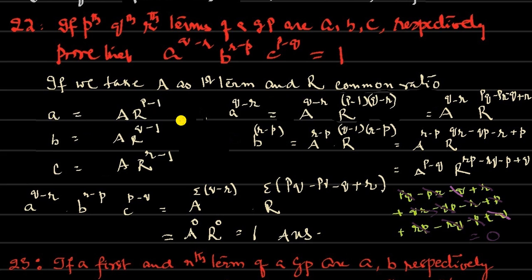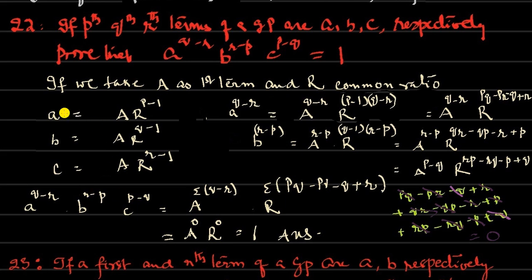So raising to the power of q minus r, a power q minus r becomes A to the power of q minus r and R to the power of p minus 1 into q minus r. So this A remains the same here. This is multiplied: pq minus pr minus q plus r. Here this is multiplied. Similarly you do for b, similarly you do for c.